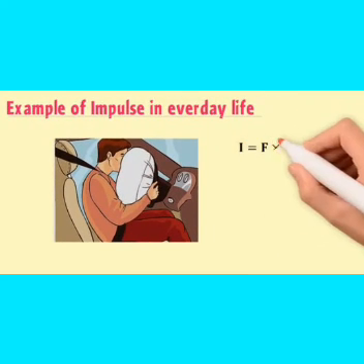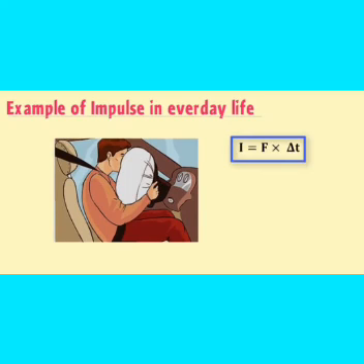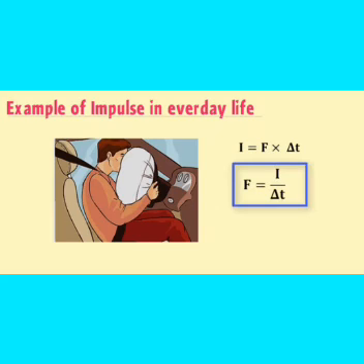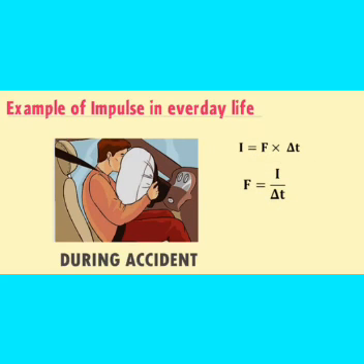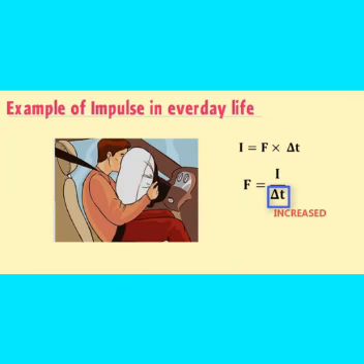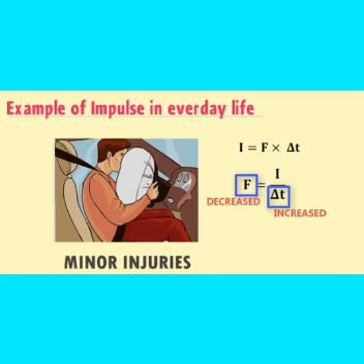As we know, impulse I is equal to force into time. Force F is equal to impulse divided by time. Now during an accident, the airbag increases the time to stop the motion of the driver or passenger toward the dashboard. Or you can say that the time of impact between driver and dashboard is increased. Now when the time is increased, as a result, force F on the driver would be decreased. Smaller force will cause minor injuries.